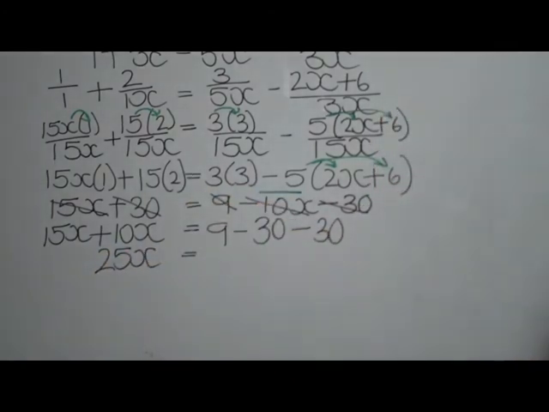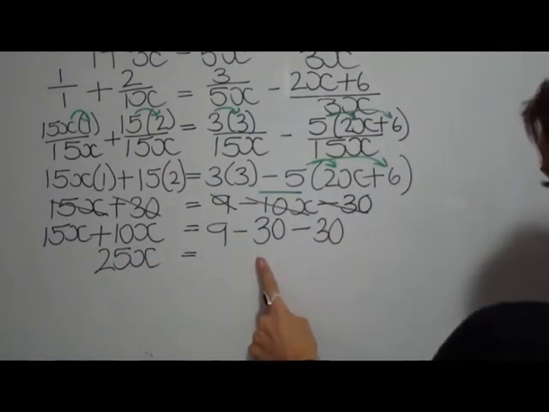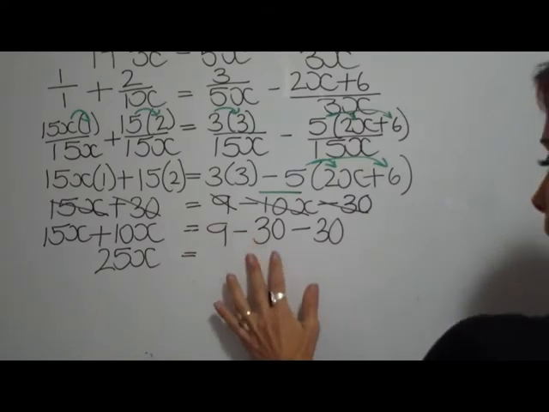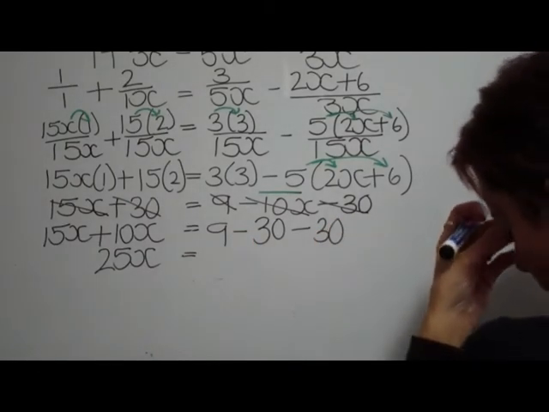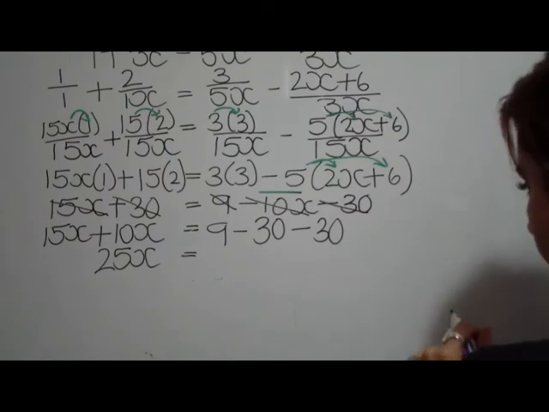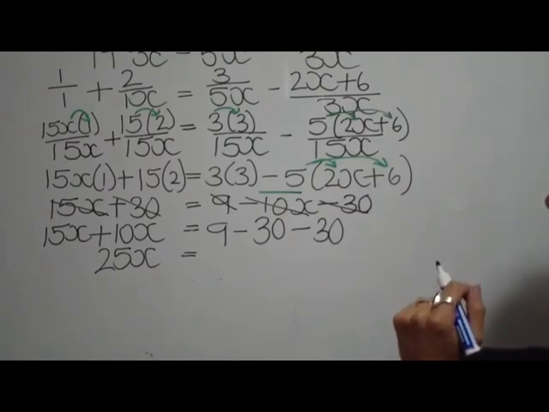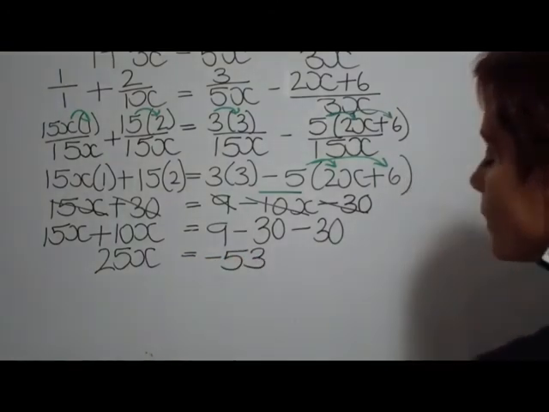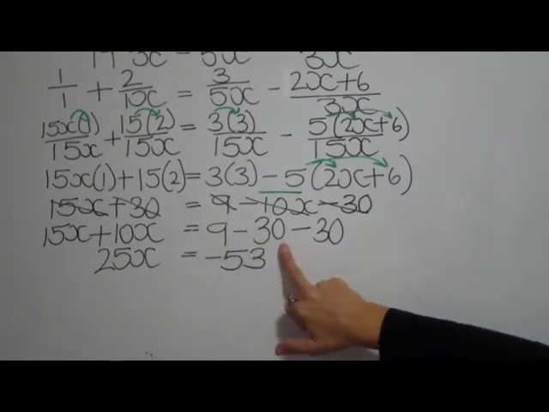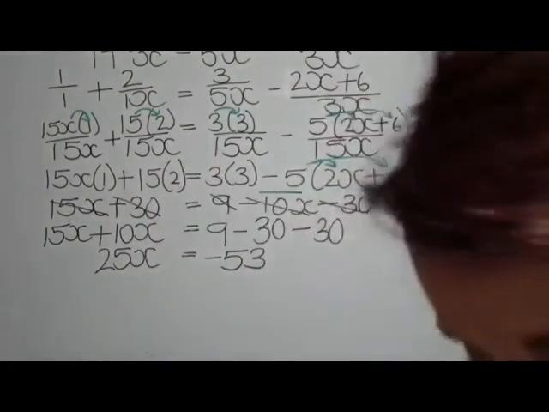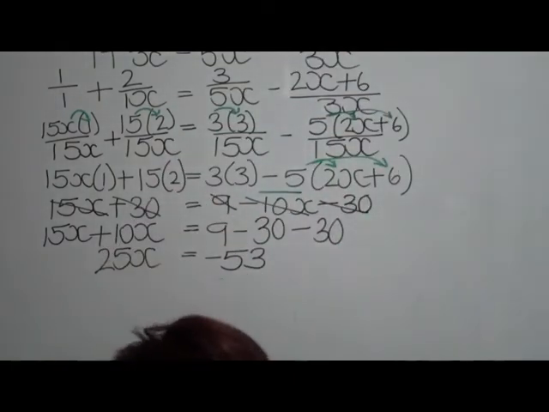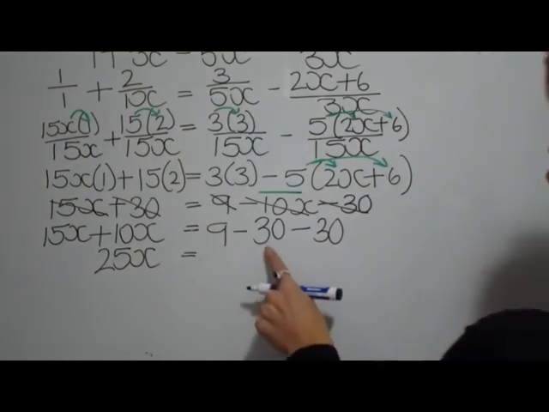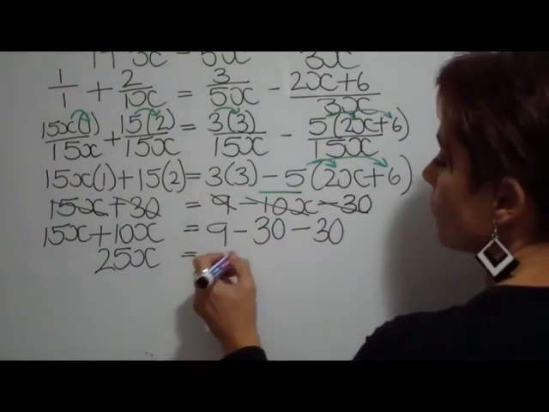Hierso het ek 25x. 9 minus 30, okay, kom ons kyk gou. Ek kan jou sakrekenaar ook hierso gebruik. Maar 9 minus 30, dit is negatief 23 en negatief 23 minus 30 is negatief 53. Okay, so you say 9, take away 30, no, excuse me, 9 take away 30 is negative 21, minus another 30 is negative 51.